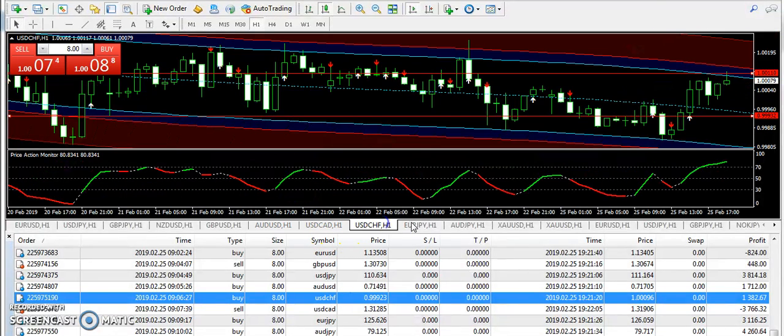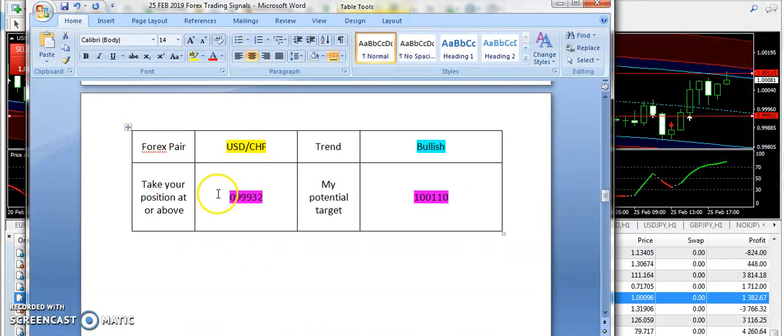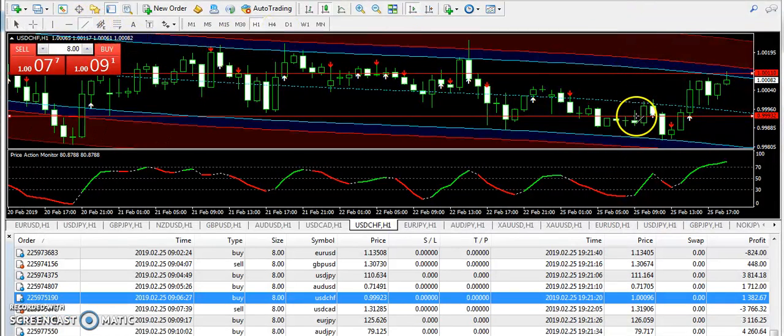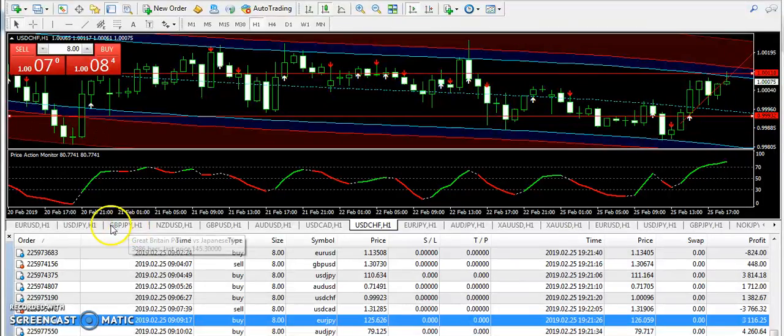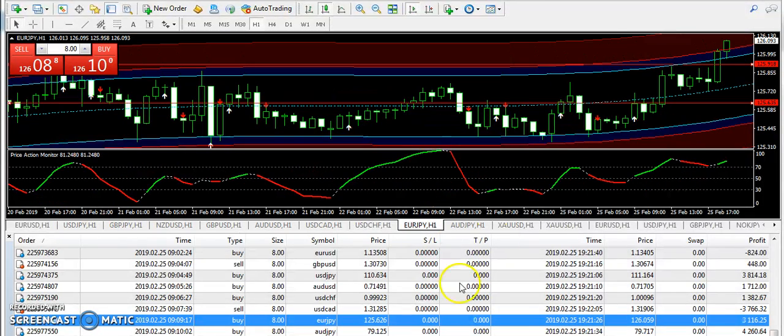Okay, now let's talk about USDCHF. It was a very easy signal from my side. I supplied a clear bullish trend from 0.99932 and 1.00110 was the target price, and guys, you can see the target price is hit in the same hour, and if you have traded USDCHF as per the signal, then it must be in your favor. Okay, we do not talk about the losing trades in our videos.